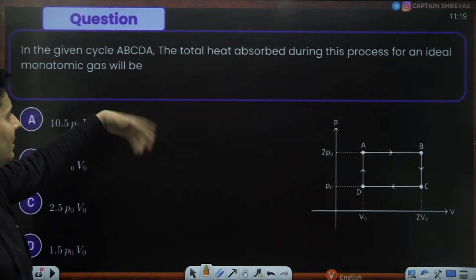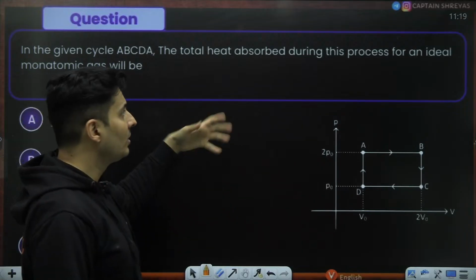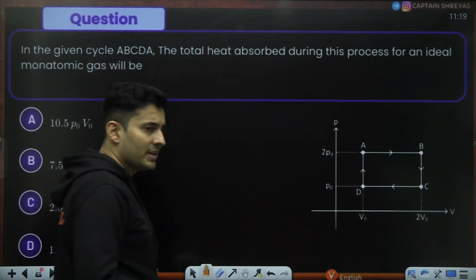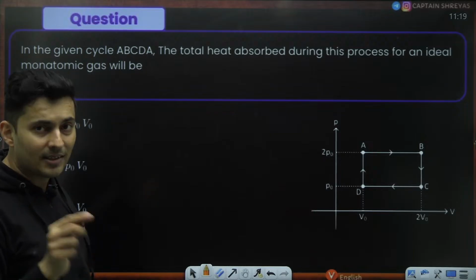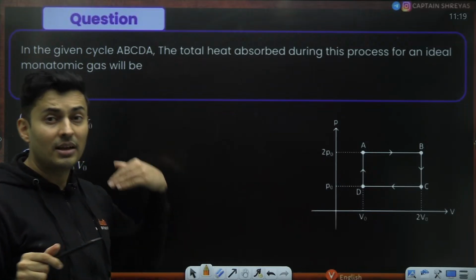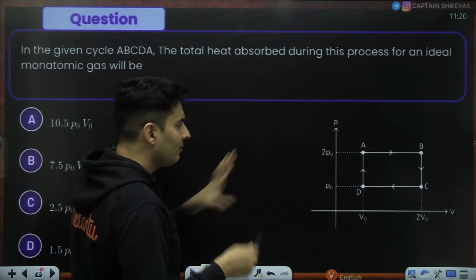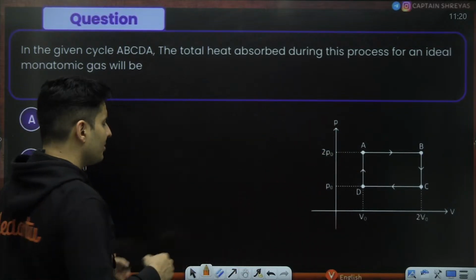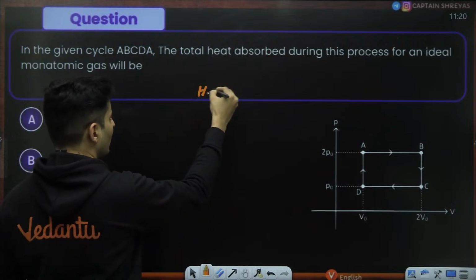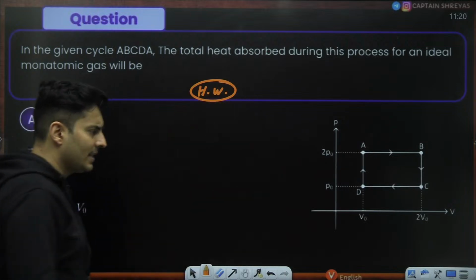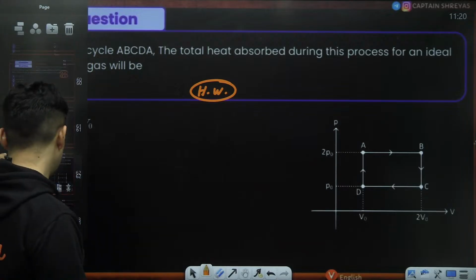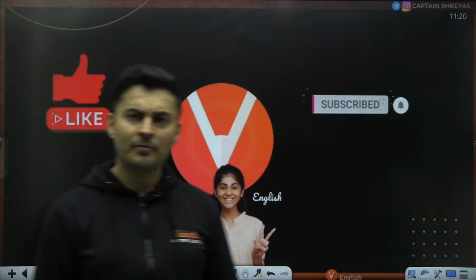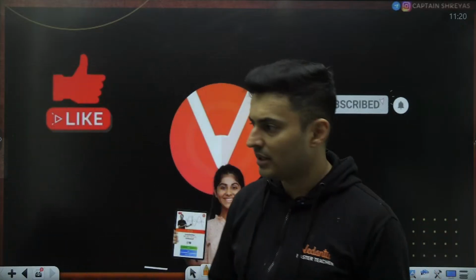In the given cycle, what is the heat absorbed during the process for an ideal monoatomic gas? Understand, not all the processes will be heat absorbing. Only certain processes will release the heat. So identify which of these 4 are absorbing and then solve the problem. We have solved such questions before this also. So this is also your homework question. The solution and answer key are there on the next slide. So if you download the PDF, you will get it, of course. I'll be putting up the PDF after some time. It will be there in the description box or even in the comment section.